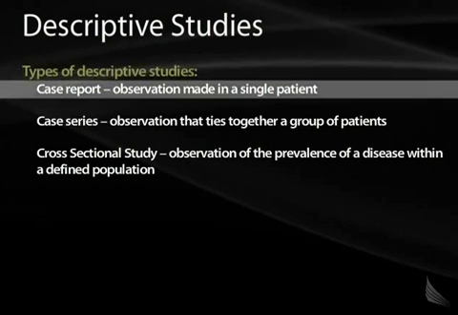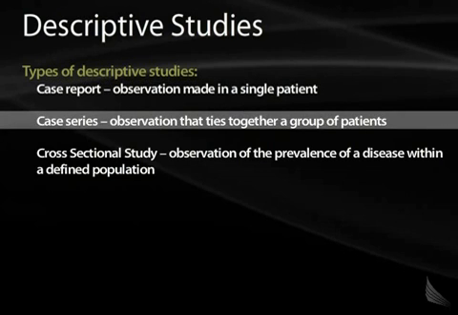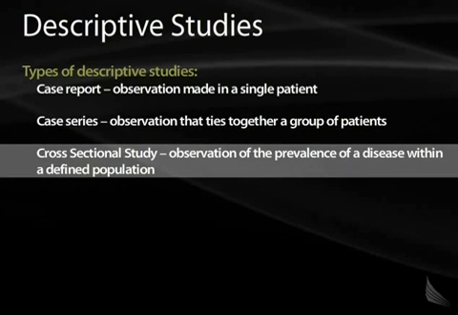For example, a case report. A case report is the most simple form of descriptive study. Here we have an observation made in a single patient. Case series are essentially a series of individual case reports compiled into a single report. So here we have an observation that ties together a group of patients. Further along the continuum would be a cross-sectional study. Here we have an observation of the prevalence of a disease within a defined population.